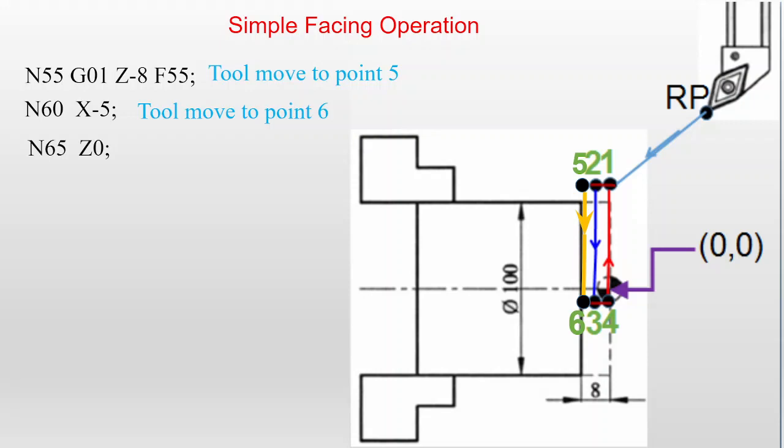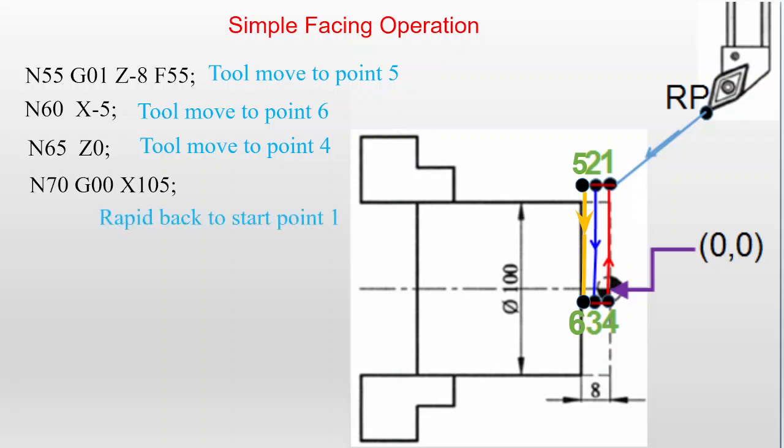Then again it will go to 0, that is point 4. Tool moves to point 4. Then again go to the starting point G00, X105. Rapid back to the start point 1. So in these two processes, in the first process 4 mm of material is removed and in the second process 8 mm of material is removed. So we want only 8 mm. So complete machining is over.